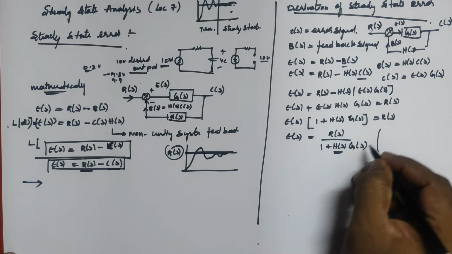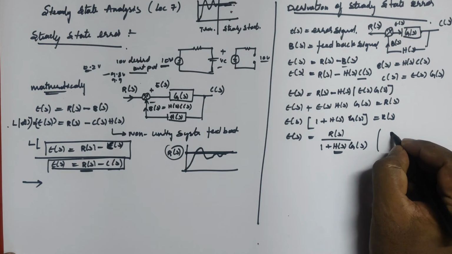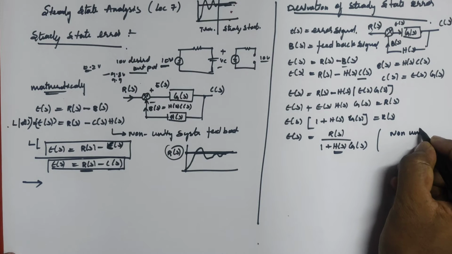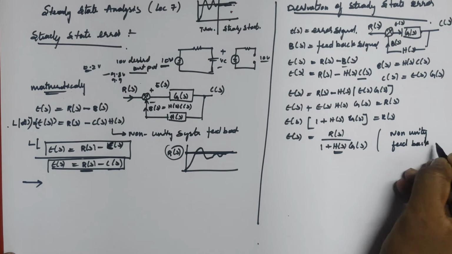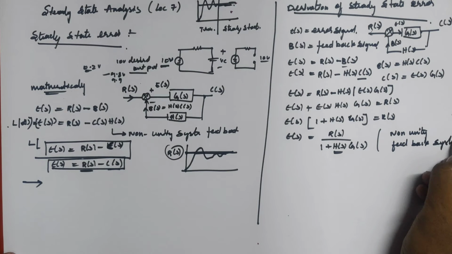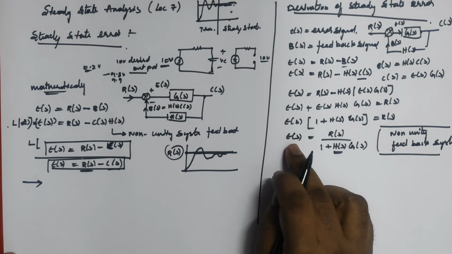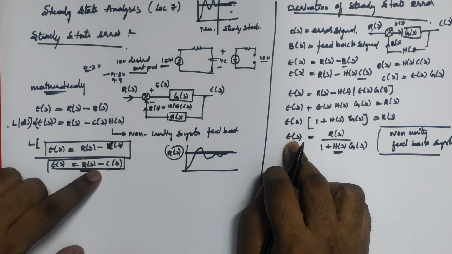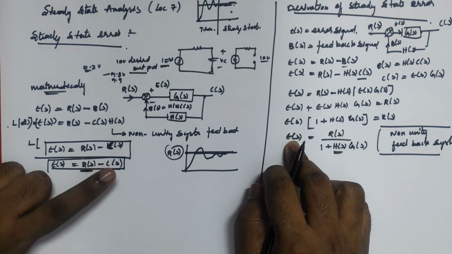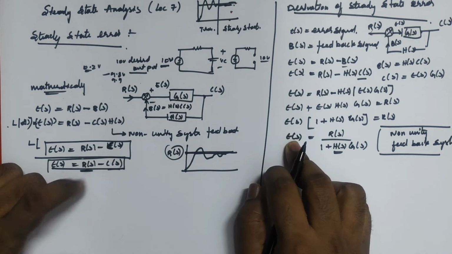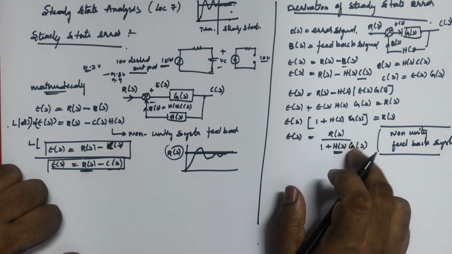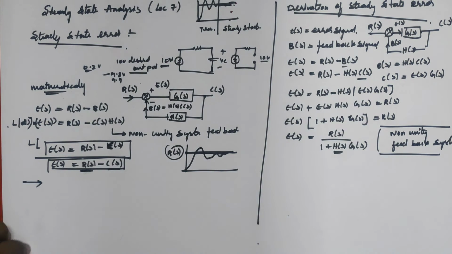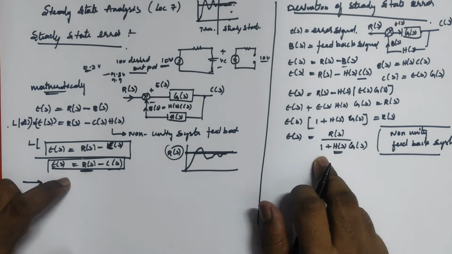So this is for what? If H(s) is non-unity, this is for a non-unity feedback system. The error signal E(s) is found between the desired output and the actual output, so with respect to the input we find some error signal. Okay, this is in the s domain, not in the time domain; this is in the frequency domain.